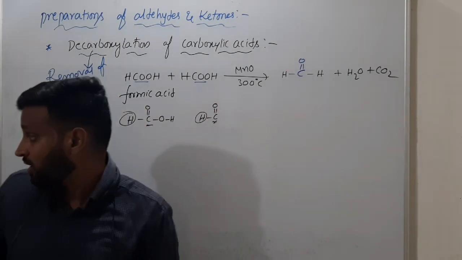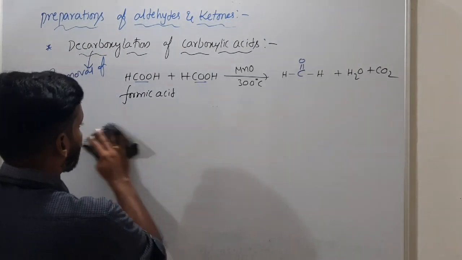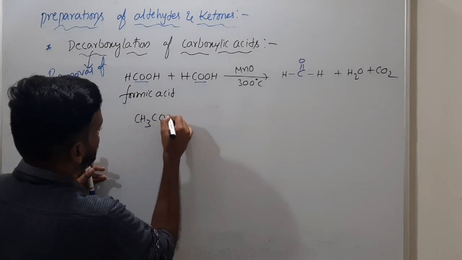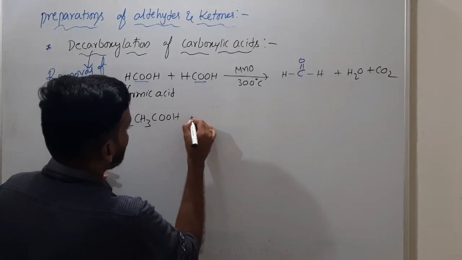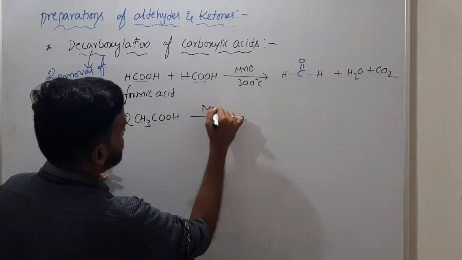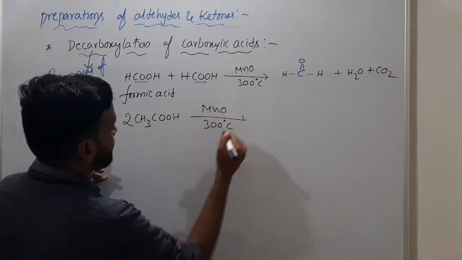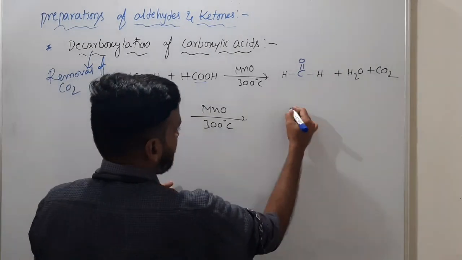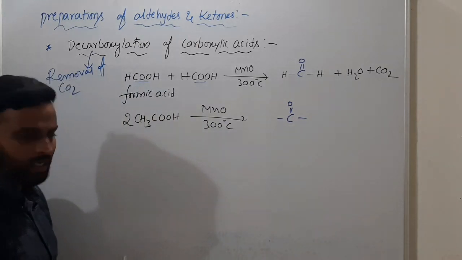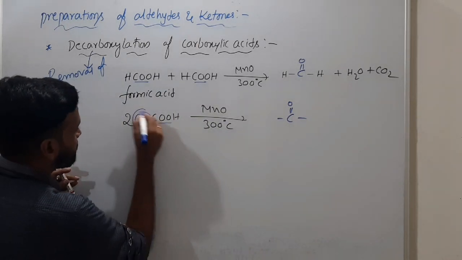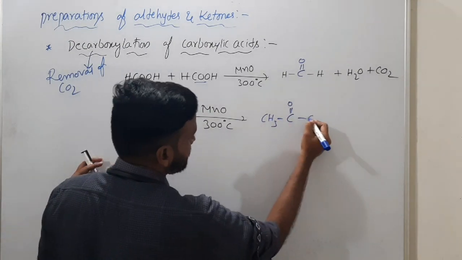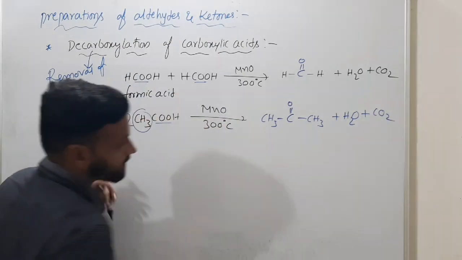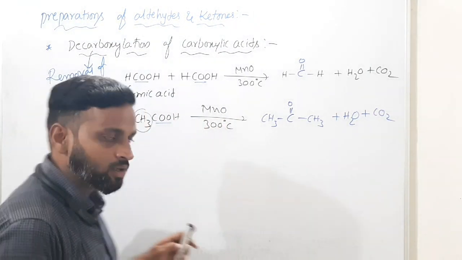Suppose I take a different one, acetic acid, CH3COOH, two moles, in the presence of manganese oxide at 300 degrees Celsius. What is the product? The product is C double bond O. For COO, what group is there? Methyl. So put methyl on both sides: CH3, C double bond O, CH3 plus H2O plus CO2. That's it. Very simple, or not?